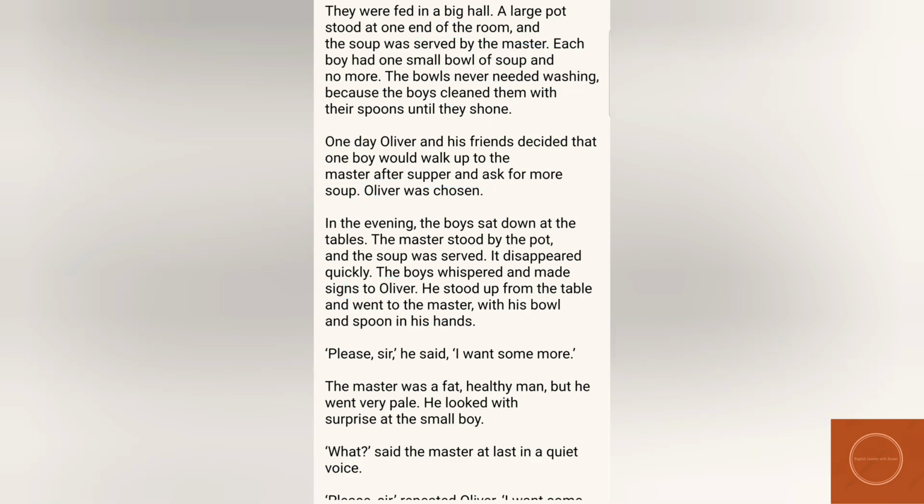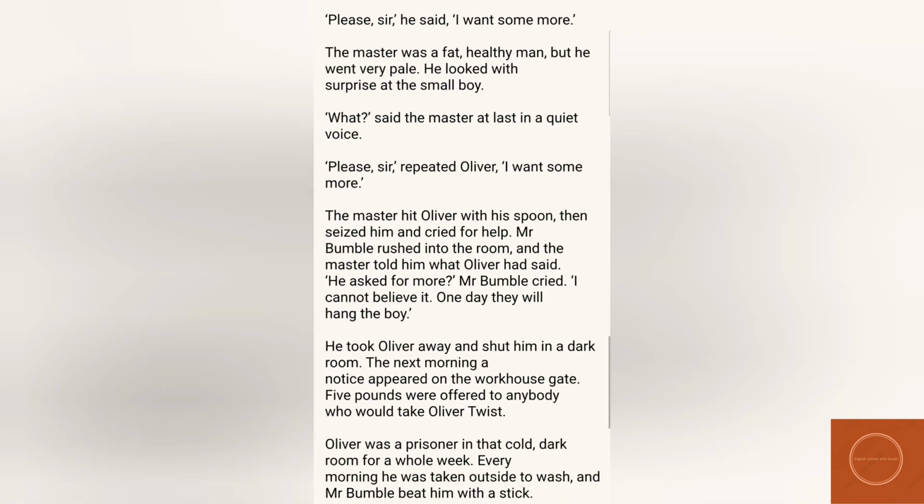And what did he say? Let's see. Please, sir, he said, I want some more. Now the master, who was a fat, healthy man, went very pale. Fat, healthy means that physically he was a very fat and healthy, obese man. But when he heard this, he became pale because he was so shocked that some child was asking him for more soup.